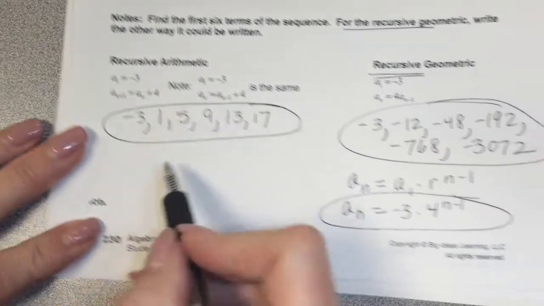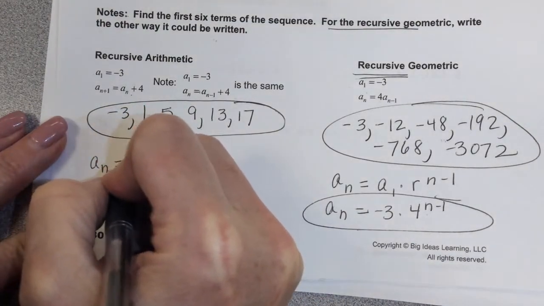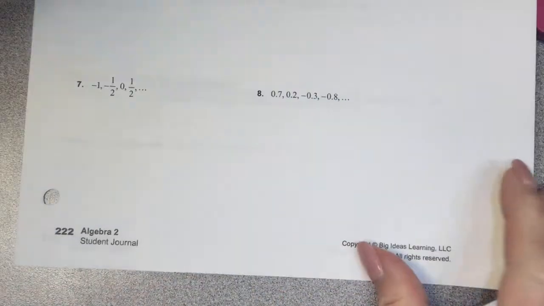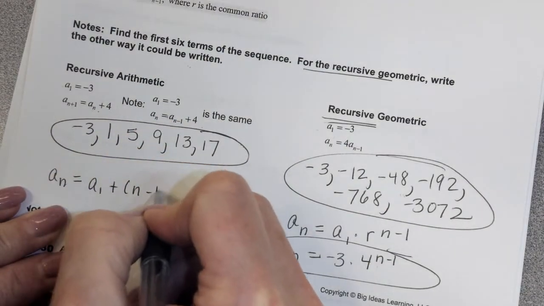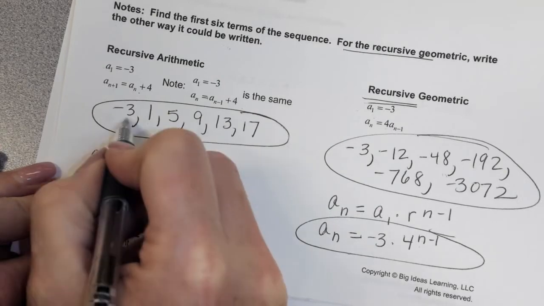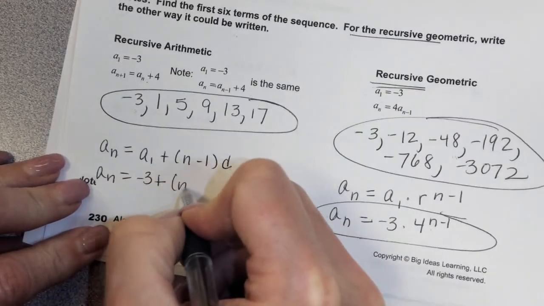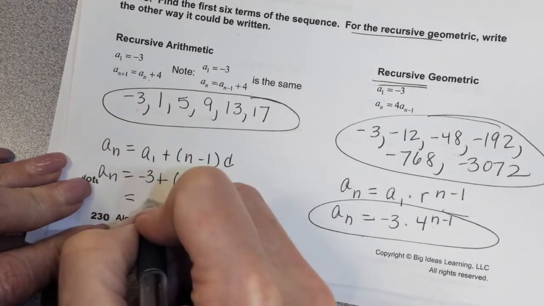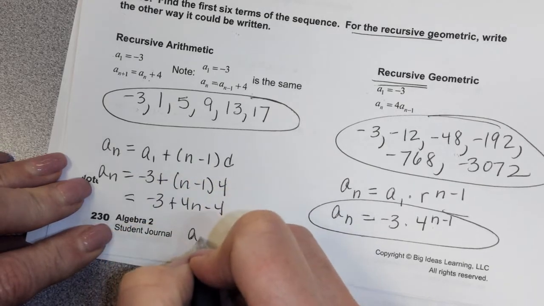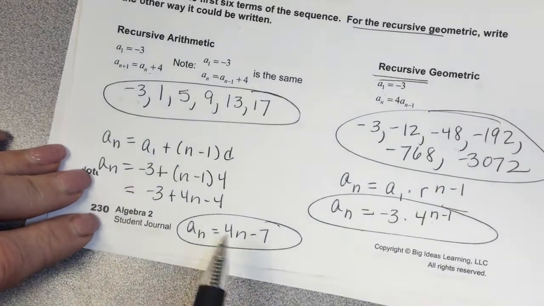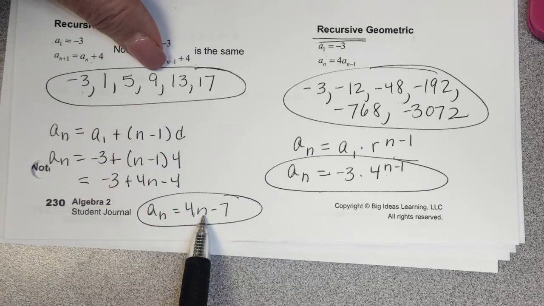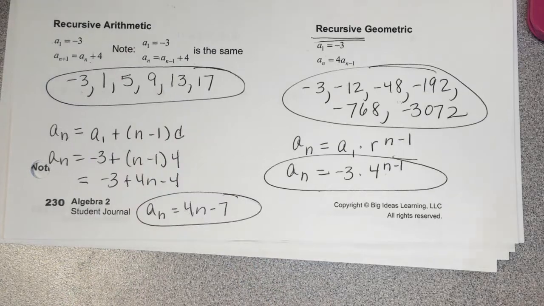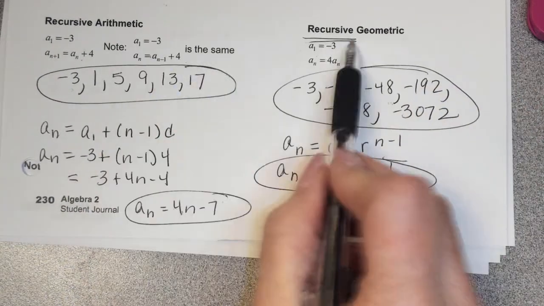A sub n equals a sub 1 plus n minus 1 times d. So if I wanted to write this one explicitly, it would be a sub n equals, we have to do that formula that we just said. It was a sub 1 plus n minus 1 times d. So we've got a sub n equals a sub 1 plus n minus 1, and the d value is 4. Simplifying that, negative 3 plus 4n minus 4. So a sub n equals 4n minus 7. That is the explicit way to write out that recursive formula. Check it out for the fourth term. 4 times 4 is 16, minus 7 is 9. So it works. Okay? So explicit versus recursive.